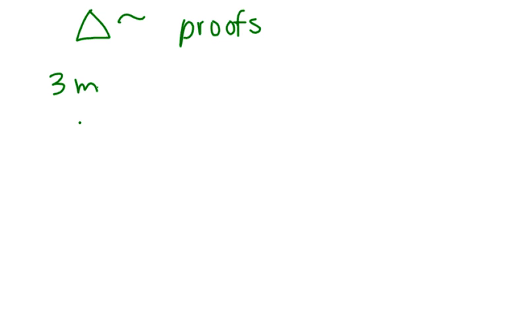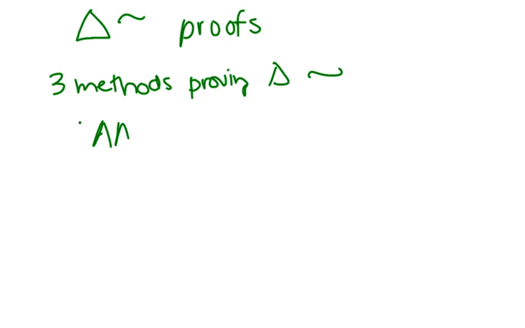So there are 3 methods for proving triangles similar. And they are angle-angle similarity, where you know 2 of the angles of the triangle are congruent to 2 angles of another triangle, then the 2 triangles are similar. Okay, and then we have side-side-side similarity, where 3 pairs of corresponding sides in 2 triangles are proportional, therefore my triangles are similar. And then we have side-angle-side similarity, in which I have 2 pairs of proportional sides and the angle in between them is congruent, then my 2 triangles are similar.